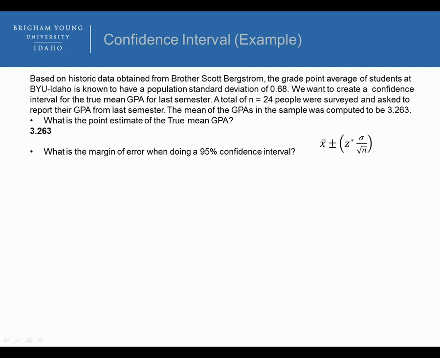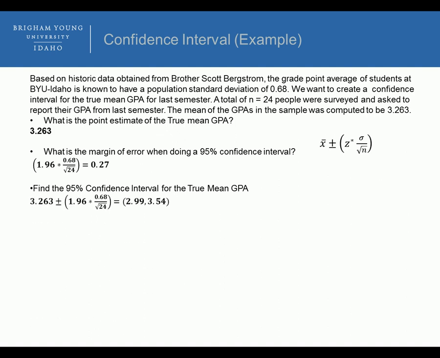Here we're going to solve everything to the right of the plus or minus sign. If we're doing a 95% confidence interval, the Z critical value is 1.96 times the standard deviation, which is 0.68, divided by the square root of our sample size, 24. So we get a margin of error of 0.27. The next question is, find the 95% confidence interval for the true mean GPA. I'll ask you to interpret it as well.